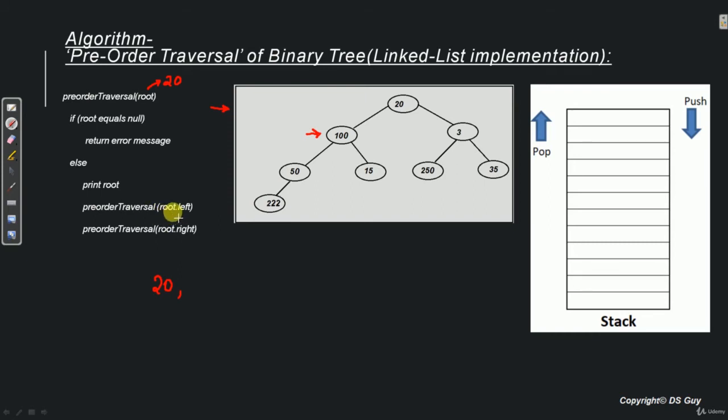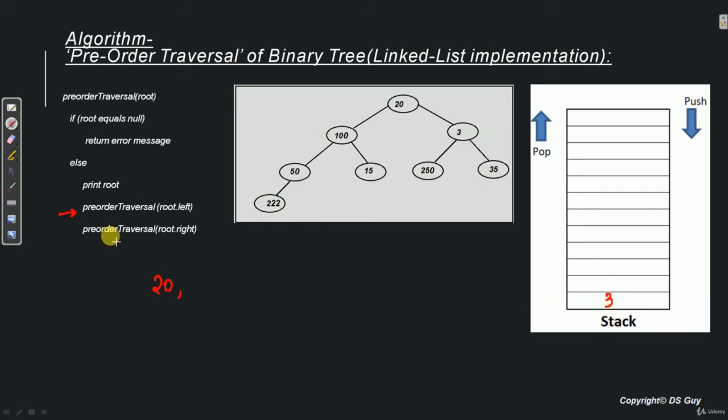So before doing that, since it will go into recursion, what it will do is it will push the next statement into a stack. So what is the next statement? Pre-order traversal root dot right. What is root dot right? Root dot right, which is 3. So it will push this 3 over here in this stack, indicating that once we are done with this call over here, it has to return to this argument 3 and do a recursive call on that.